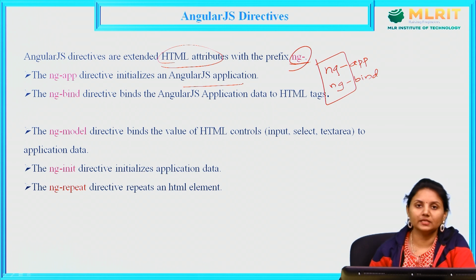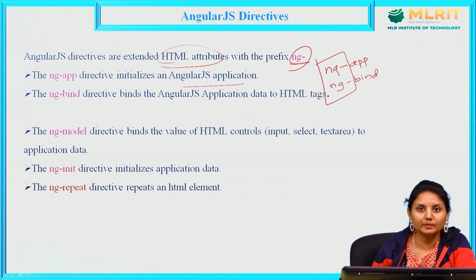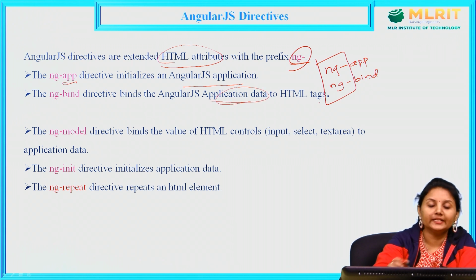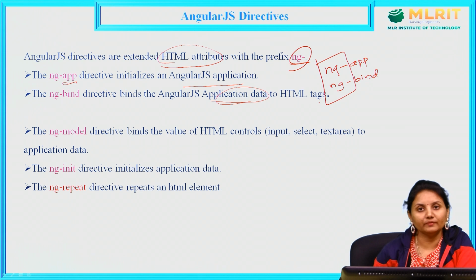The ng-app directive initializes the AngularJS application. As I told you, other languages have a main function, but AngularJS will not have a main function. Instead, you initialize it with ng-app. The ng-bind directive binds the application data to your HTML tags. So, whatever data you give is going to get bound.